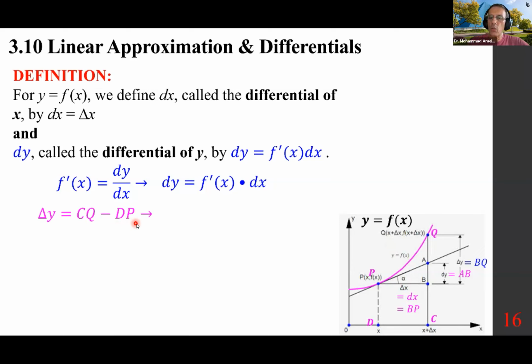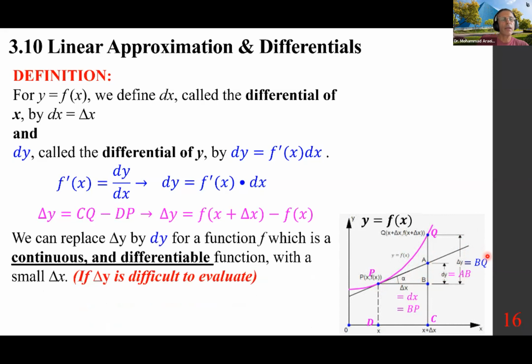And so delta y, this distance, is f of x plus delta x, which is this distance, minus f of x, precisely. So the change in y along the curve, that's delta y. What is dy? dy is the change in y along the tangent line at point P. So we have the same delta x and dx, this run is the same for both of them. But this distance, AB, is dy, which is not equal to delta y, which is BQ.